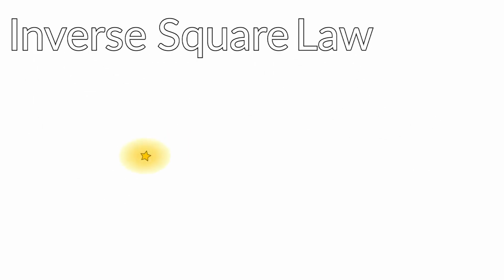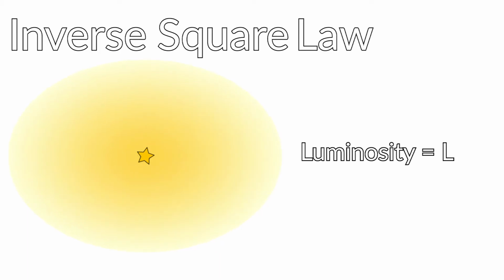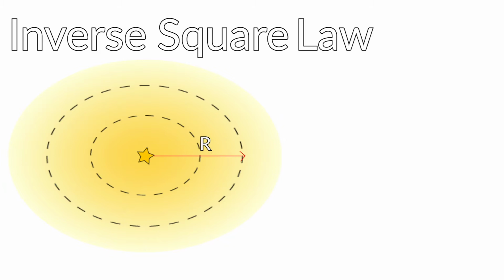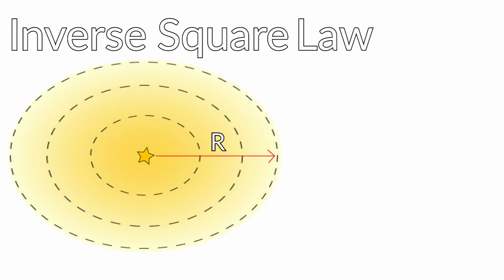Astronomers refer to this phenomenon as the inverse square law. The total amount of light energy that a star produces each second is termed its luminosity, L, and would have units of joules per second. Since stars are far enough away to be point sources, the light is spreading out equally in all directions, distributed over the surface area of a sphere whose radius r is the distance to the star.